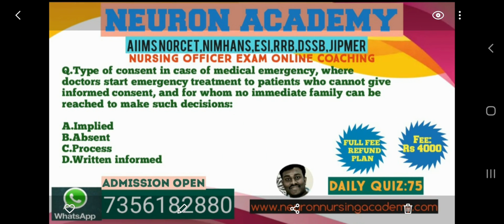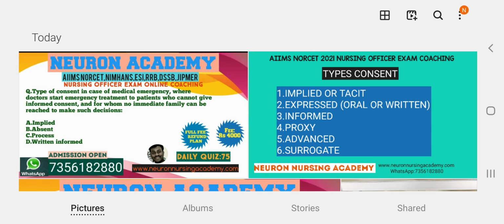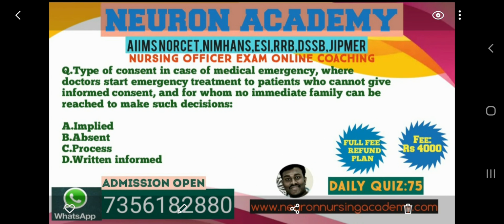In this question, one person came to medical emergency, and there are no family members or any other people to give informed consent or anything. So the answer will be implied consent, because there are no people to give consent, and he came to the emergency, meaning he is willing to undergo some treatment. So the doctor himself can take decisions and give treatment. This is called implied consent. So the answer will be implied consent.